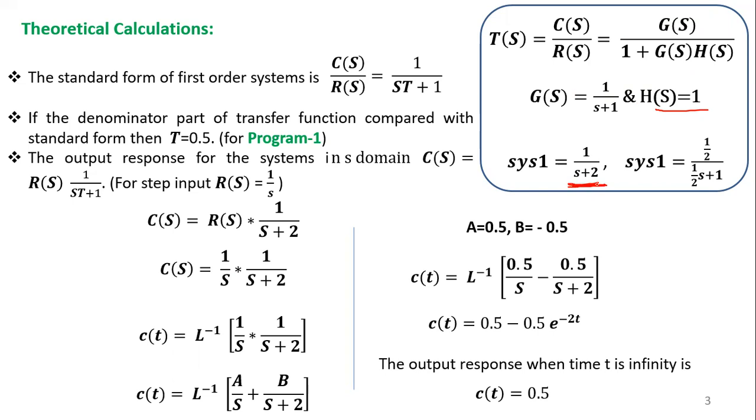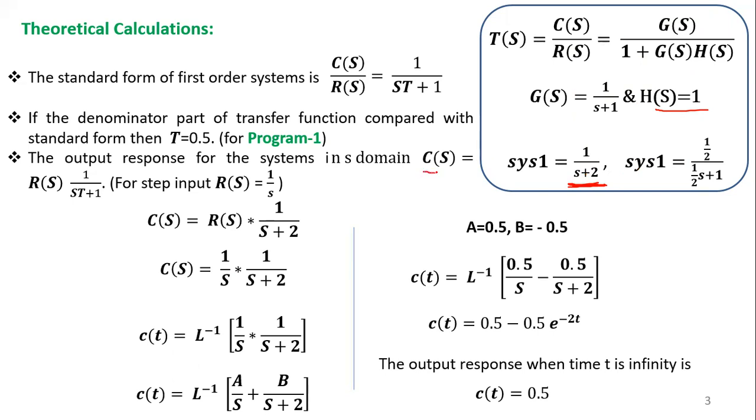Now we need to identify what about the output response. How to identify the output response means we know the input signal. That is C(s)/R(s) = 1/(s+2). Now we need to identify the c(t). Output response means c(t), the response with respect to the time.